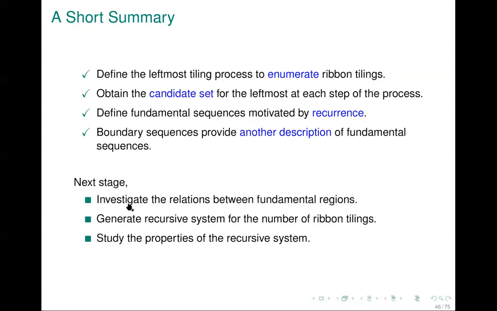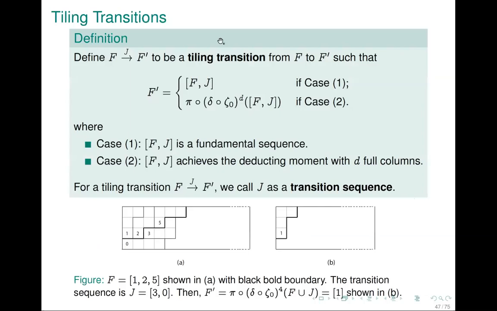The next stage is we need to study the relations between those fundamental regions, or fundamental sequences, and use these relations to generate the recursive system. Basically, we need what I call tiling transition. From F to F prime, from one fundamental sequence to another, it is defined in this way. For case 1, you start with F and keep going with the leftmost tiling process. If F and J together is a fundamental sequence, then you are done, and this is F prime.